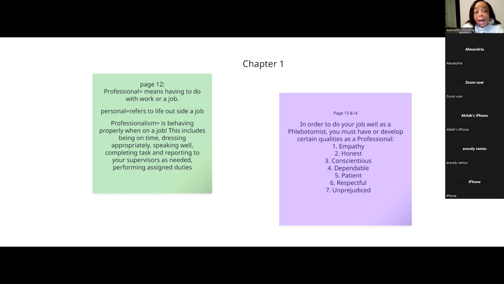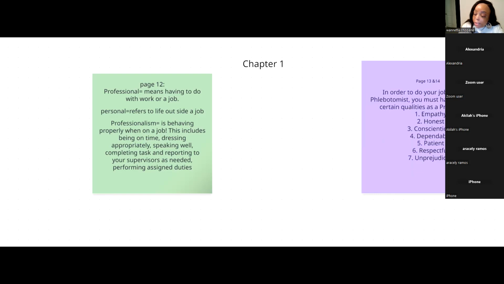Number 7, last but not least, we need to be a healthcare professional that is unprejudiced. Whether you have some kind of prejudice issue, hopefully you don't bring it on the job. This is a characteristic of being professional. Be unprejudiced. Unprejudiced means phlebotomy technicians work with people from many different backgrounds. They must give each patient the same quality of care regardless of age, gender, identity, sexual orientation, religion, race, ethnicity, or condition. So just be unprejudiced. Do what you came to do, okay?